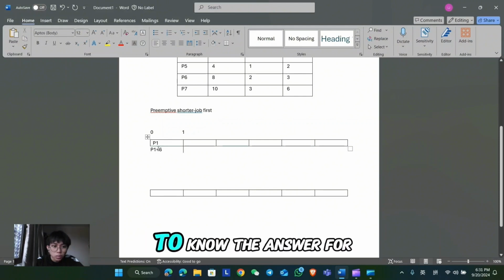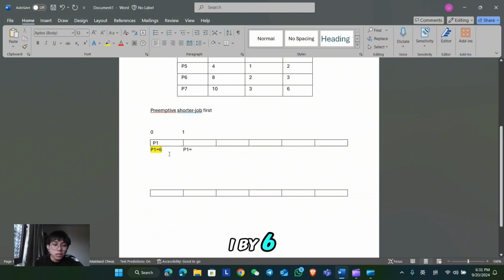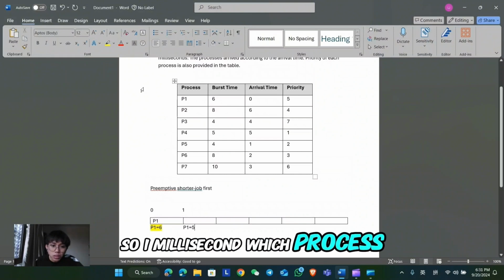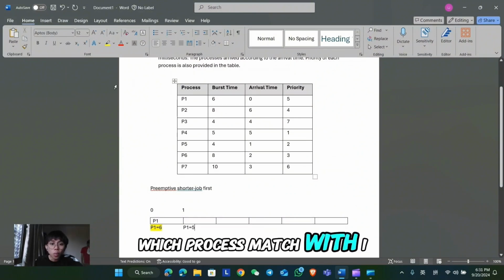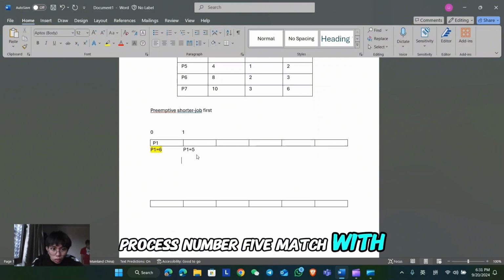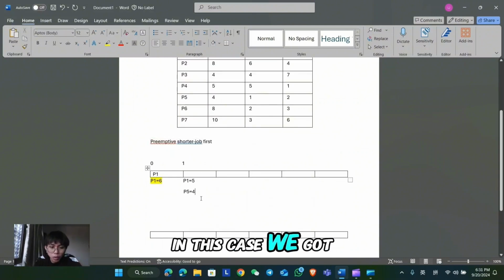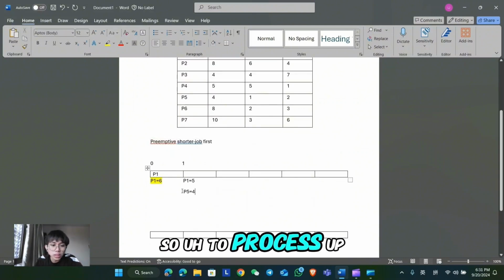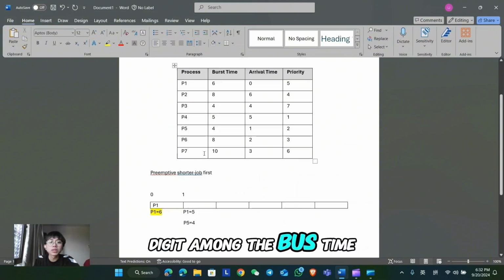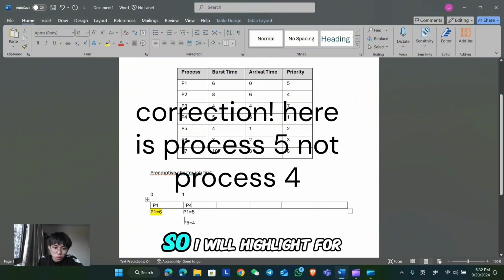I will highlight it for you to know the answer. Process number 1 equals 6 already minus 1 millisecond, so we write down process number 1 equals 5. At 1 millisecond, which process matches with 1? Looking at the table, process number 5 matches with 1 millisecond, so we write down process number 5 equals its burst time, which is 4. In this case, we got two processes, so we will choose one. Of course, we choose the smallest burst time. 4 is smaller than 5, so right here we will place process number 4.